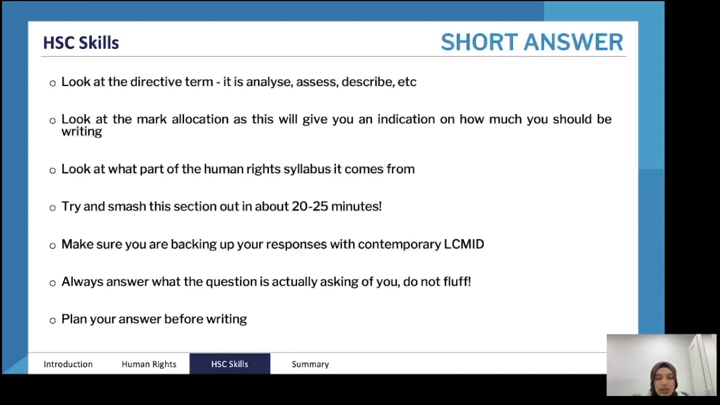I think now is a good time to start practicing that. So when you get to your HSC, it will come to you quite naturally to do that and have that process in mind.